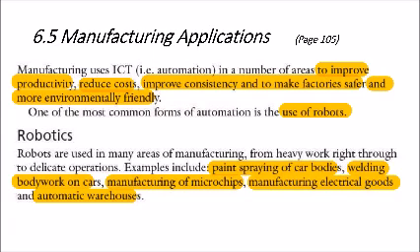Now, one of the examples of this automation is using robots. Robotics, or robots, are used for paint spraying of car bodies, welding bodywork on cars, manufacturing of microchips, manufacturing electrical goods, and automatic warehouses.